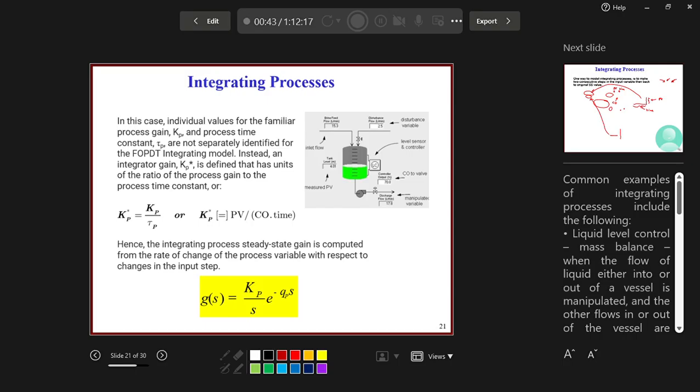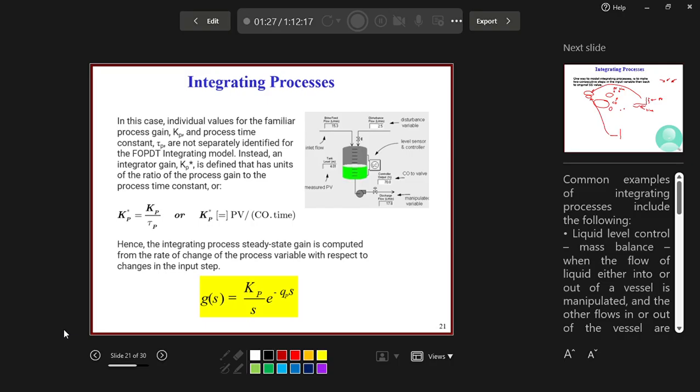Here you have two streams, one inlet and one outlet. So if one of these streams is manipulated, keeping the other stream fixed, then mass will be either accumulating positively or negatively, and this will create an integrating system. Another example is the gas pressure control. Here we have a tank in which gas is being injected, and there is another stream for exiting the gas. So manipulating one of these streams, while keeping the other stream fixed, will create an integrating process.